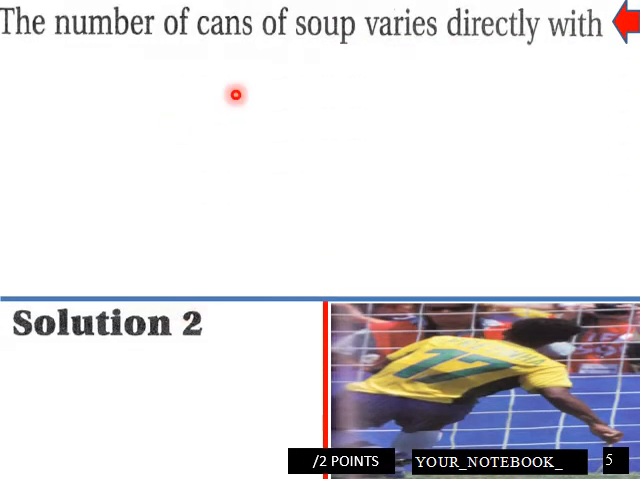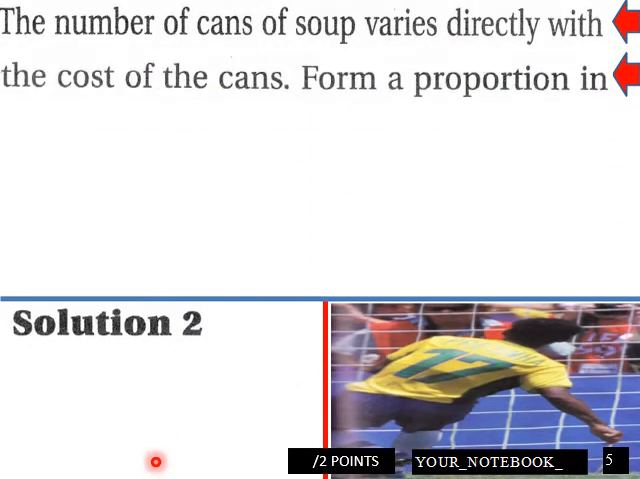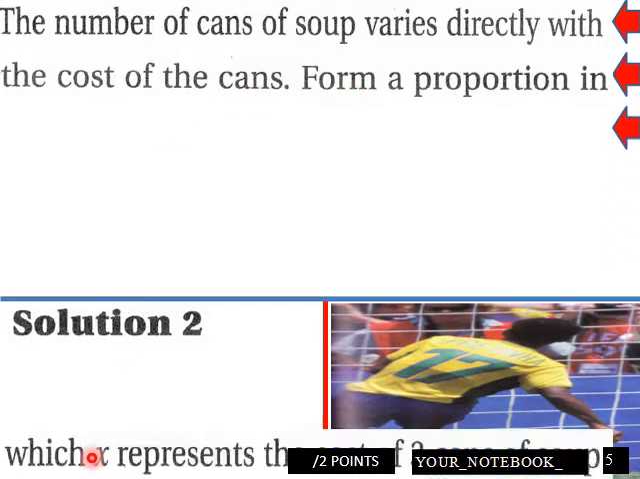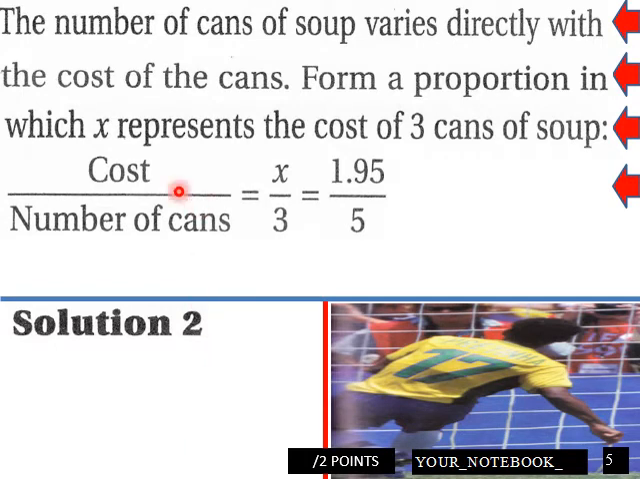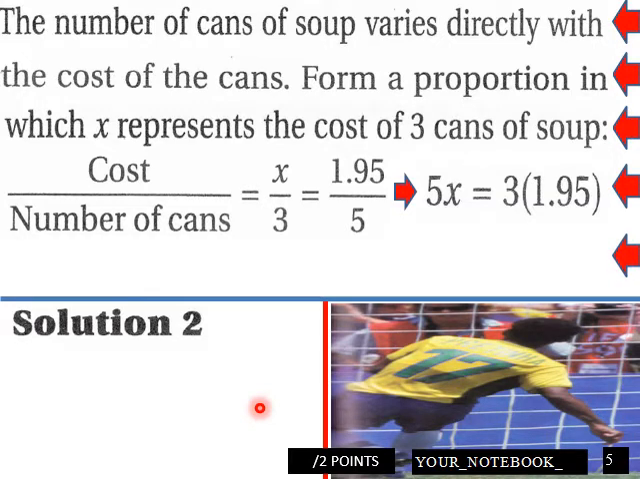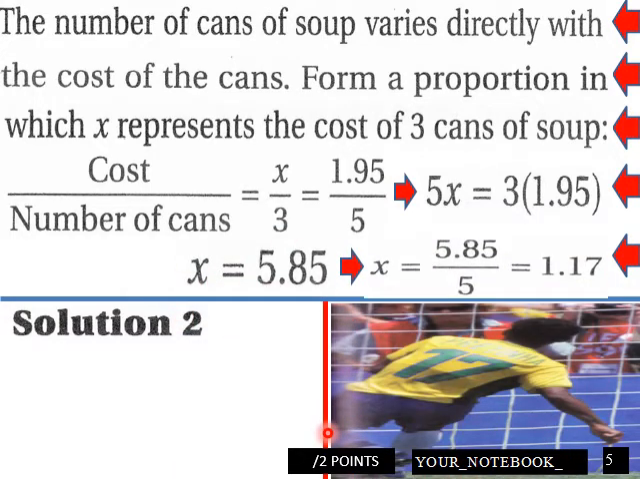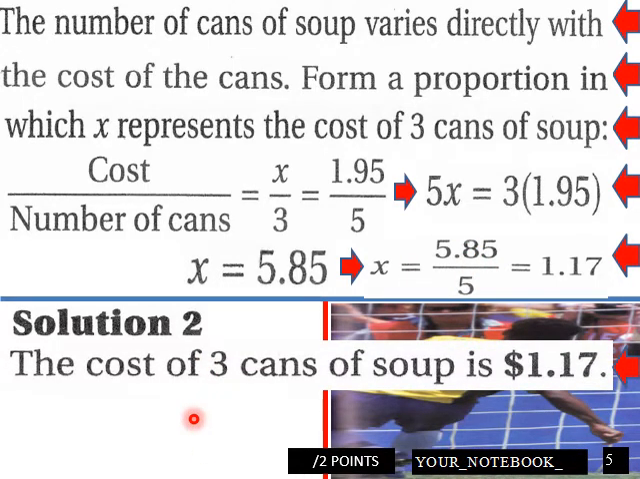Solution 2. The number of cans of soup varies directly with the cost of the cans. Form a proportion in which x represents the cost of 3 cans of soup. So we cross multiply here: 5x equals 3 times $1.95, which equals 5.85. That's another way to do it. And then we divide through by 5 and we get $1.17. The cost of 3 cans of soup is $1.17.